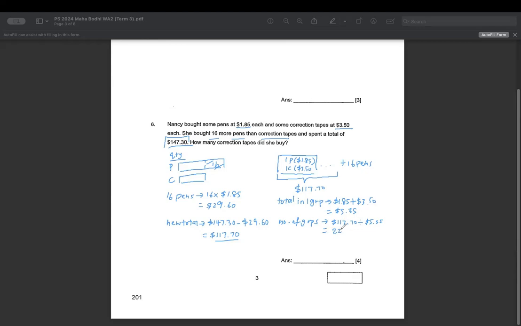Okay? So once we've gotten this step, then we go back to the question. The question is asking us how many correction tapes did she buy, right? So one group, there is 1 correction tape. So since you have 22 groups, it will just be 22 times 1. That will give us our answer, 22 correction tapes. Okay? If the question is asking for pens, you have to add back the 16 pens that you have removed just now. But in this case, they are just asking for correction tape, so our answer will be 22.